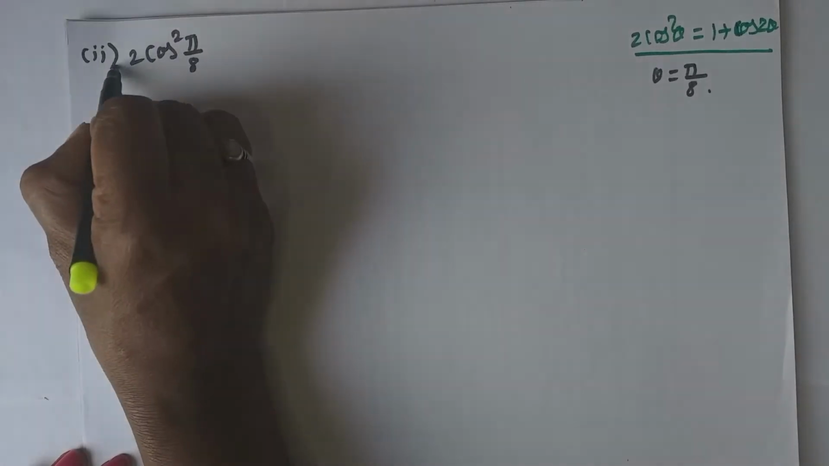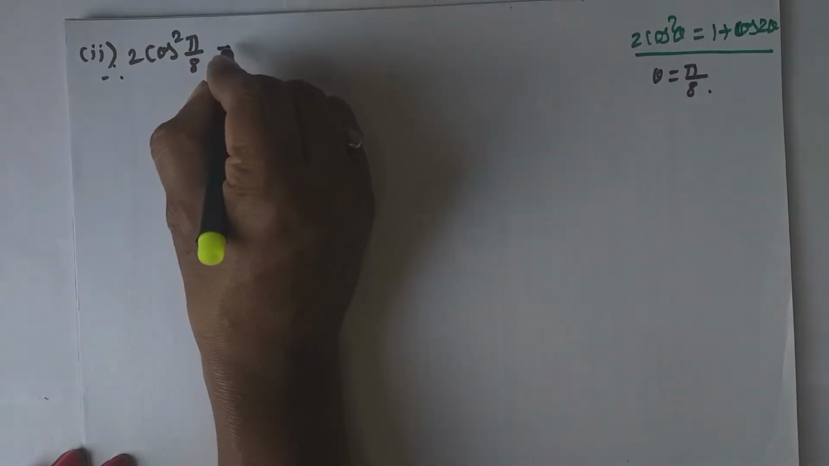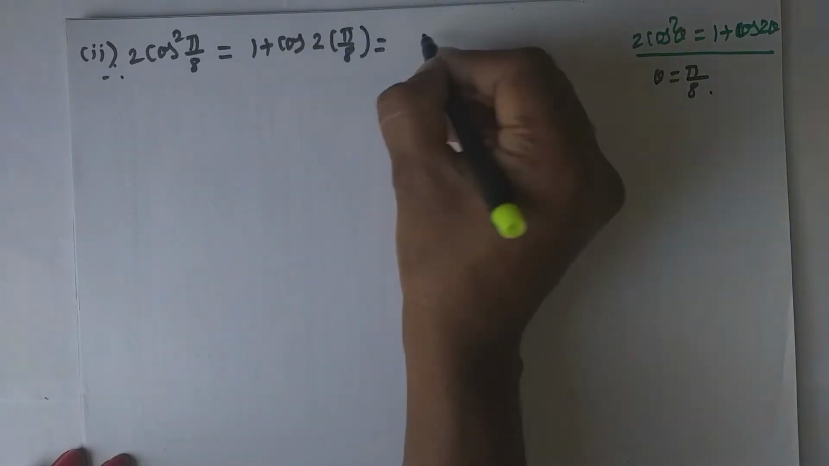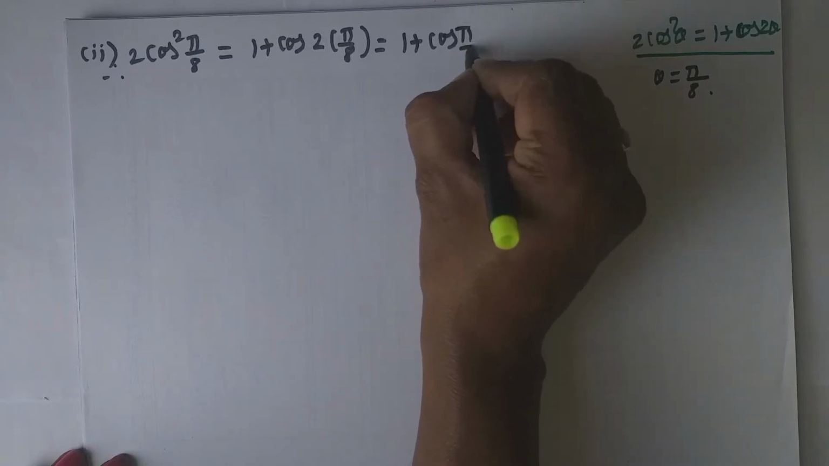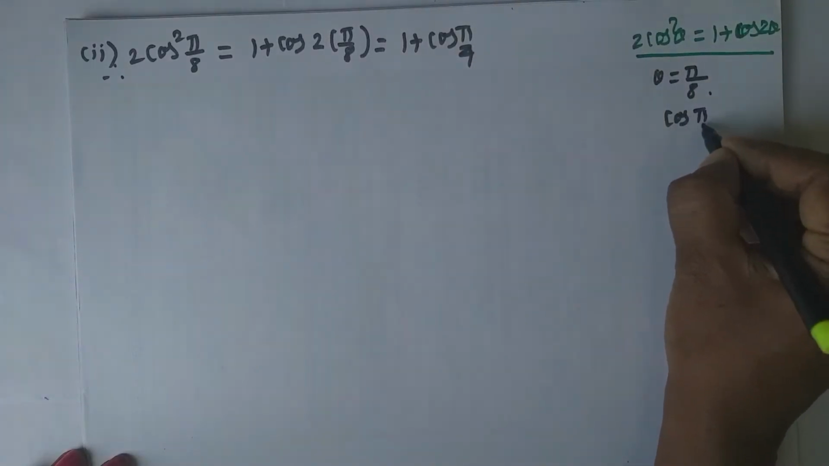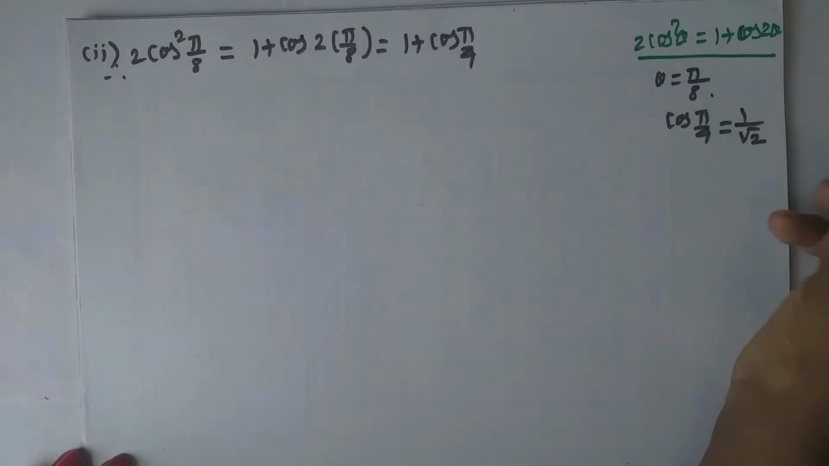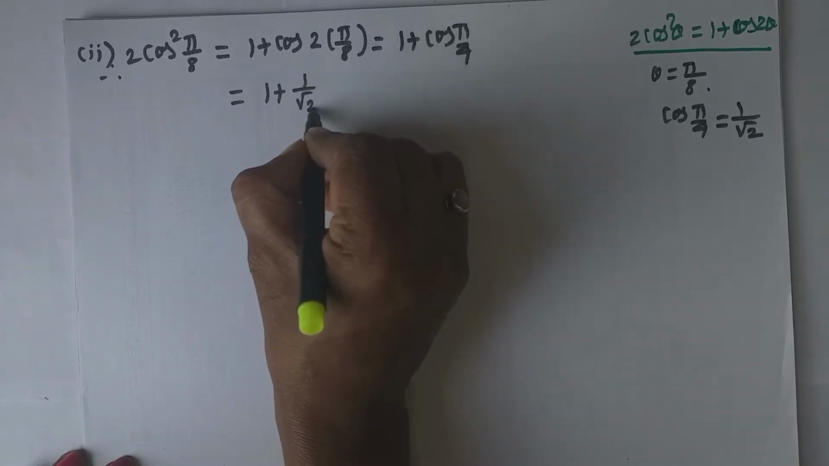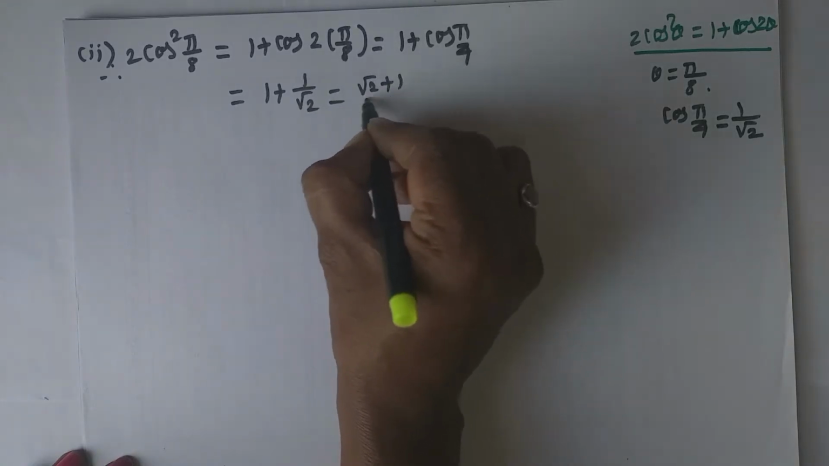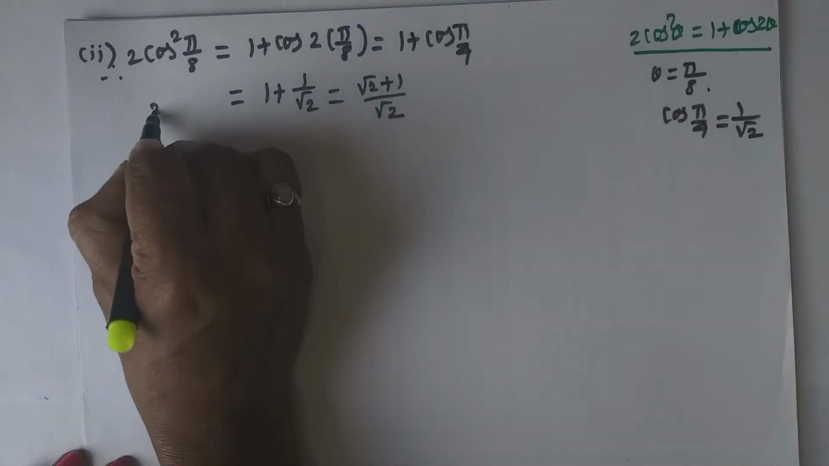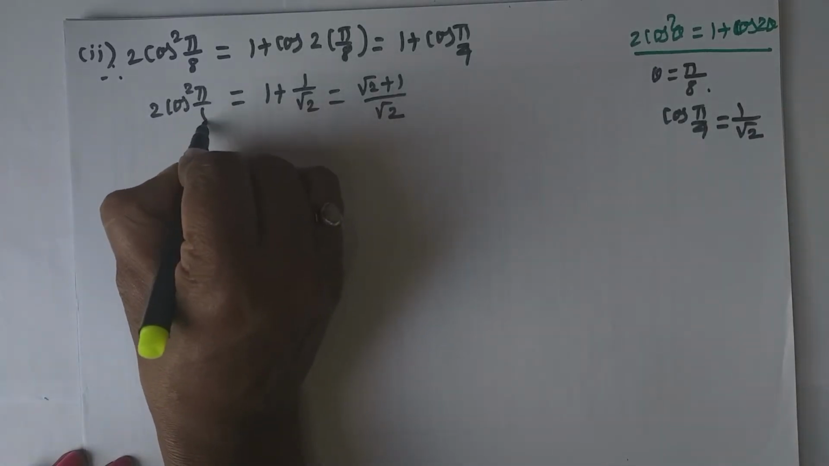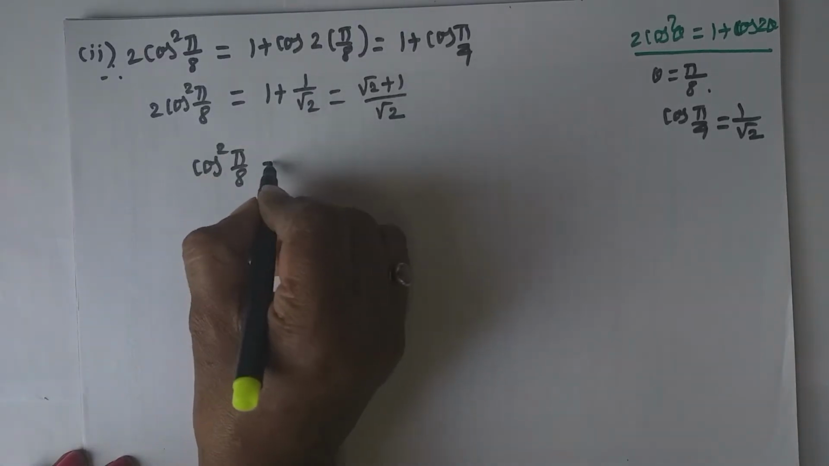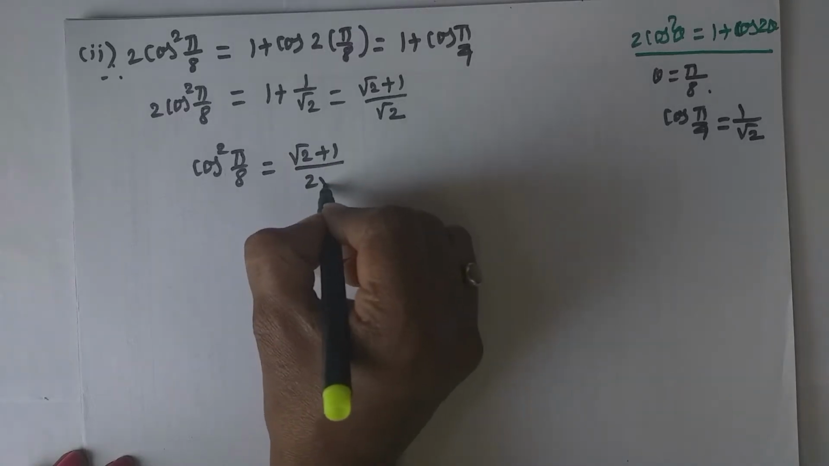Okay. Therefore, using this formula, 2 cos square pi by 8 will be what? 1 plus cos 2 times pi by 8. 2 times pi by 8 means cos pi by 4. Again, the value of cos pi by 4, that is cos 45 degrees, is 1 upon root 2. Keep the value of cos pi by 4 as 1 upon root 2. Simplify this. This will be root 2 plus 1 divided by root 2. This is the value of 2 cos square pi by 8. Now take this 2 to this side. This cos square pi by 8 will be root 2 plus 1 divided by 2 root 2.